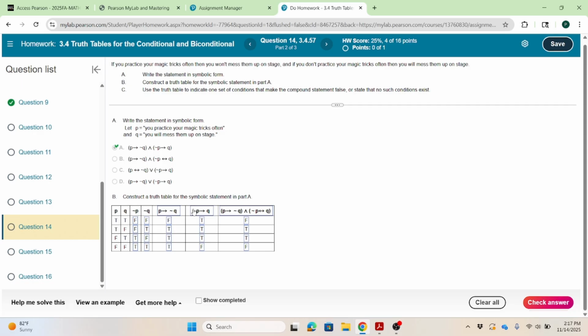P is false, so not P is true. False implies true, which is true. And then true implies false, which is false. So true and false is false. I am not so sure what is wrong here.